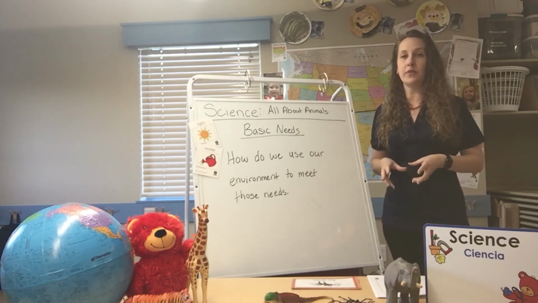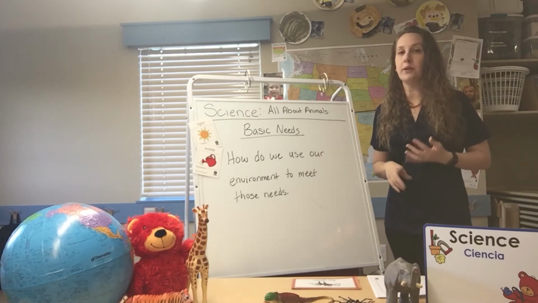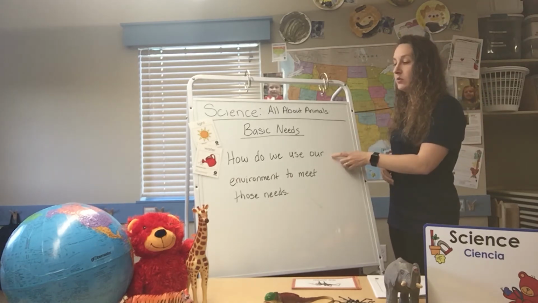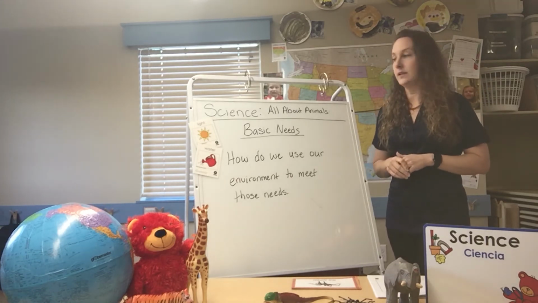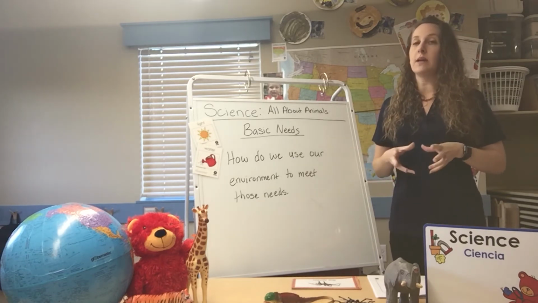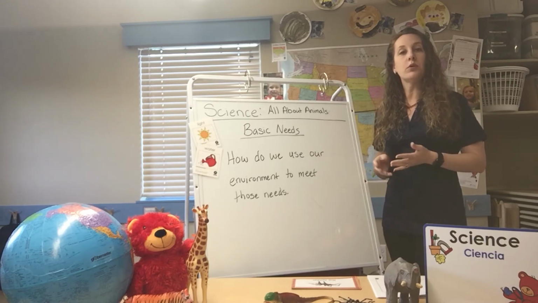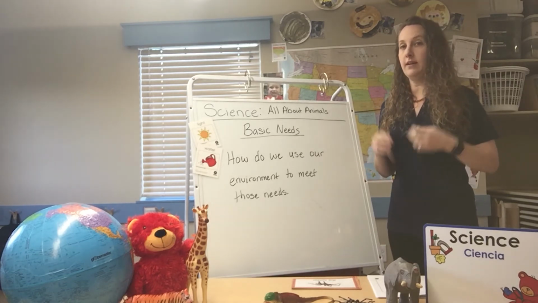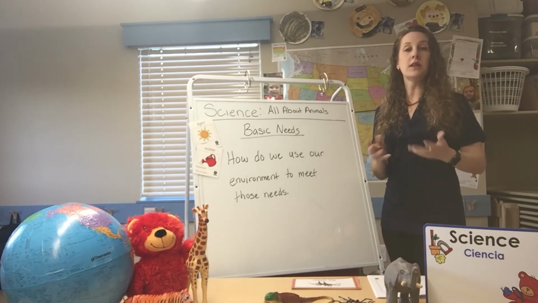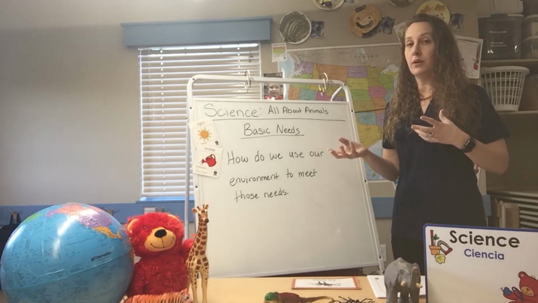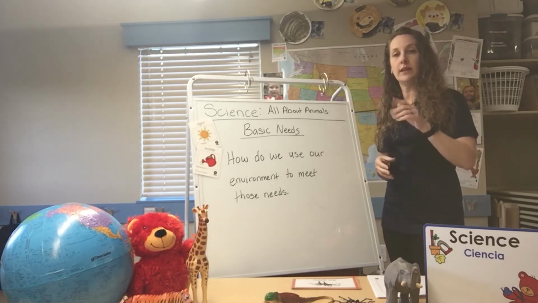Basic needs. Does everybody remember what those are? Those are the air we breathe, the food we eat, shelter. How do we use our environment to meet those needs? Different animals use the environment in different ways, and some animals use it in the same way. Grass is eaten by both cows and sheep, so they both consume the same food. Now, maybe a bird may not eat the grass, but it would eat the worm in the grass.